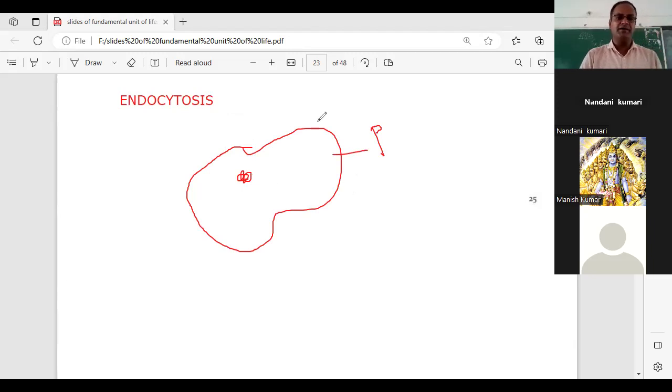Now, suppose the amoeba encounters any food material. Let me use a different color. This blue color indicates the food material. The food material is engulfed, so the amoeba takes in the food material through the plasma membrane by engulfing, and this process is called endocytosis. Okay, Ayush? Is it clear, Ayush? Okay.